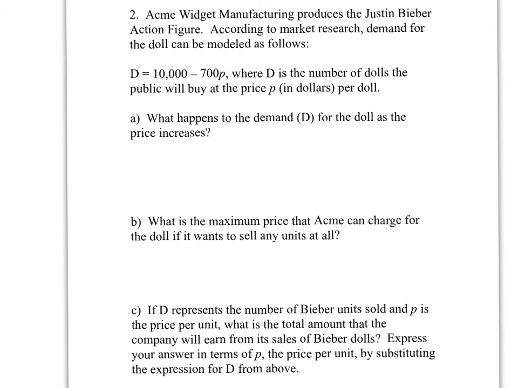Okay, so now let's take a look at the second problem. Here we're told that Acme Widget Manufacturing produces the Justin Bieber action figure, and demand for the doll is dependent on the price of the doll. In other words, the higher the price P, the lower the demand, which makes sense. So as price increases, D will decrease.